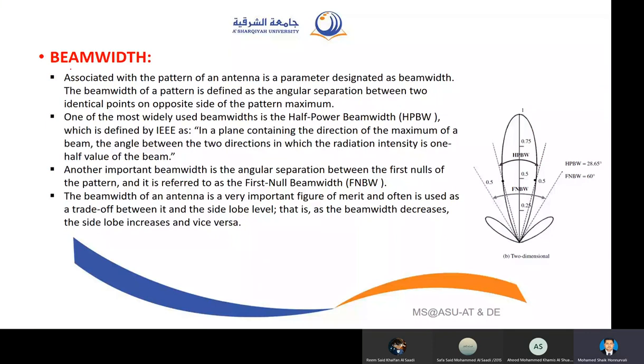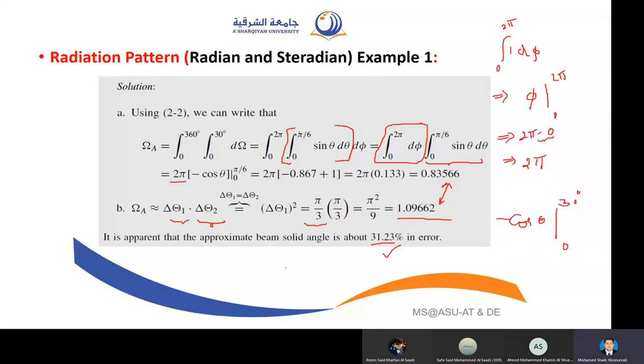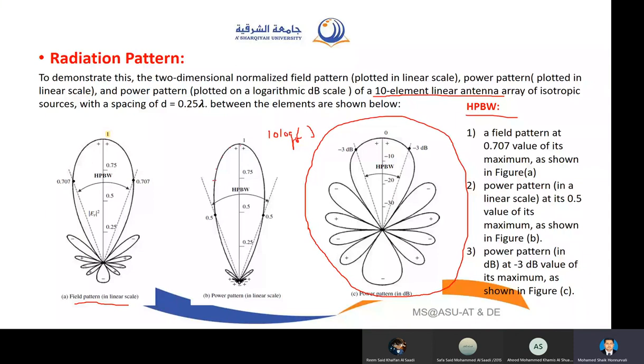Next topic here is very important. This is known as beam width. I think we have already studied this, I mean half power beam width. We saw this maybe at the start of the class, and in yesterday's class I also explained the 3 definitions. These are the 3 definitions for half power beam width.